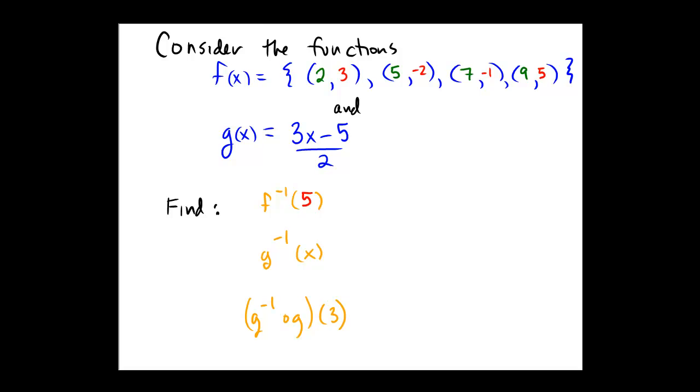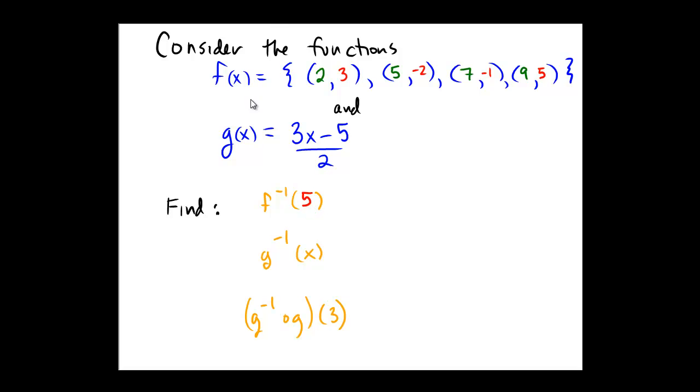Okay, check out these two functions, one of which is written in an ordered pair form and one of which is written in a rule form. We're going to work with these in order to find some inverse functions and inverse function values. So first of all, let's find f inverse of 5.